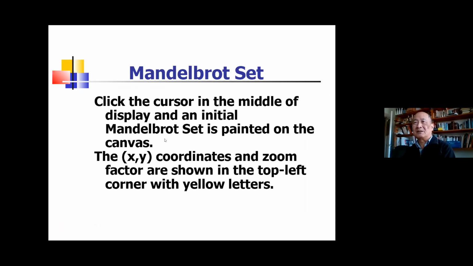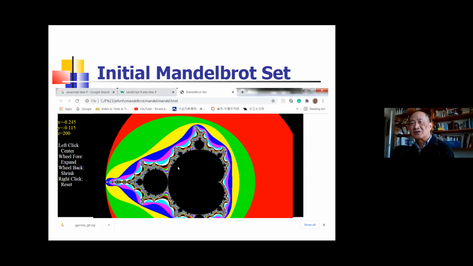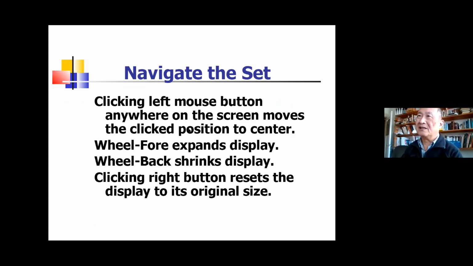You click the cursor in the middle and you get the initial Mandelbrot set. The X, Y coordinates and zoom factor are always shown in the top left in yellow characters. This is a very nice picture. The navigation is very interesting. You click the left mouse button anywhere to center the display. If you move the wheel forward, the display gets expanded. If you move the wheel backward, the display is shrunk. You click the right button to reset the display to its original size.